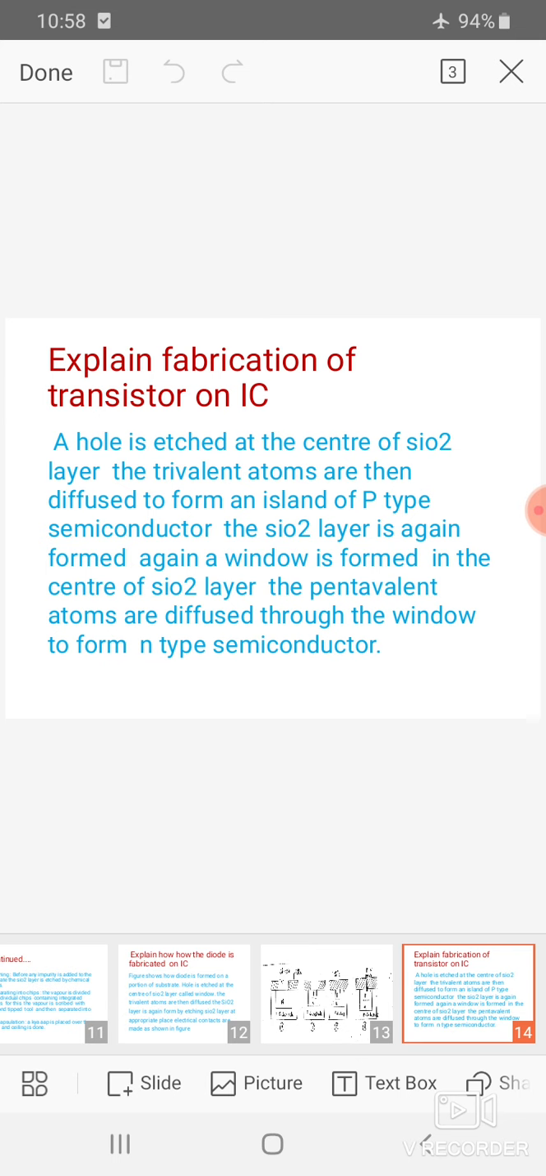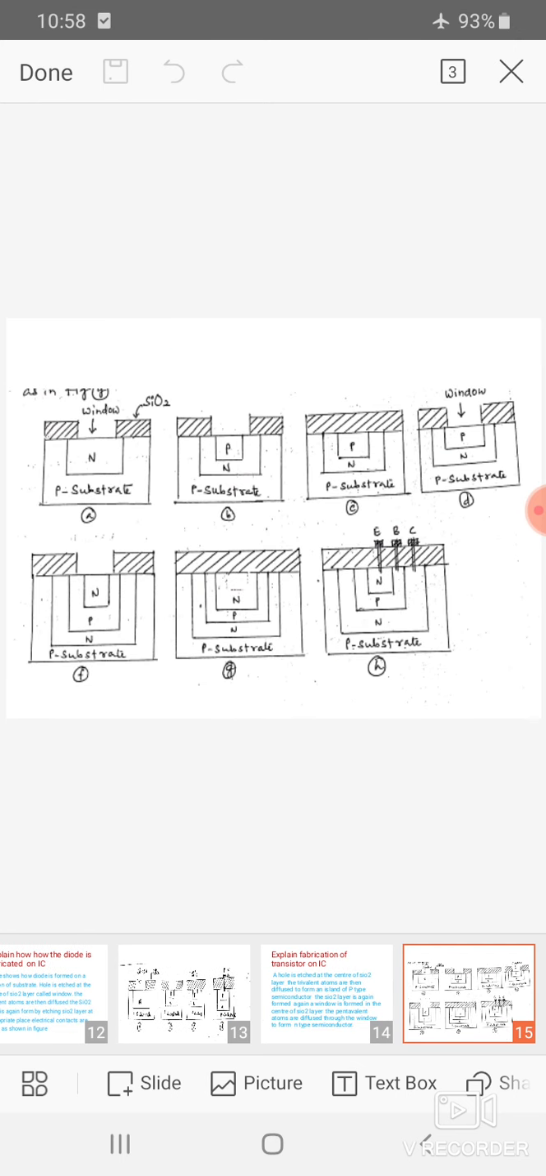Next, how the transistors are fabricated on the ICs. Here also you can refer to the figure as with the diode. The SiO2 layer is cut and a window is created, and through the window a p-type semiconductor is doped onto the n-type. So this will create n and p. Then again the SiO2 layer is formed, and again the SiO2 layer is cut to make a window, and n-type semiconductor material is doped through the window. The window is closed, and through the SiO2 layer, three ohmic contacts are taken out for the external connection. Those are emitter, base and collector.